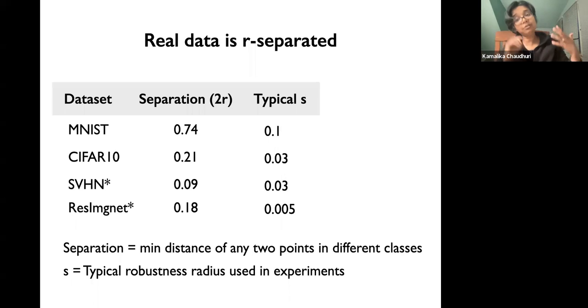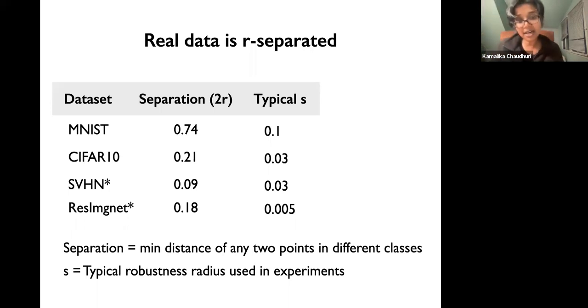So coming back to this, the first column has the data sets, the second column has the separations, and the third column has the typical perturbation radius, right? So the typical distance values that you use in adversarial example experiments. And what you can see if you look closely is that generally you would have a good solution if the separation was twice S or more. But what you see is that the separation is often a lot more than that, right? So for MNIST, for example, the typical S that people use is like 0.1. The separation is 0.74. And this is, by the way, an L infinity metric. In CIFAR-10, typical S is 0.03, but the separation is like 0.21, right? Which is quite a bit more.